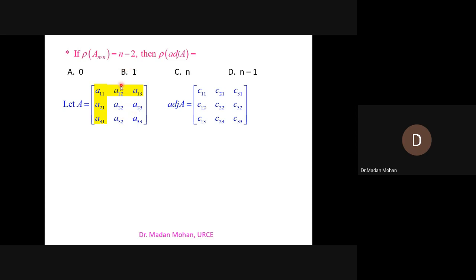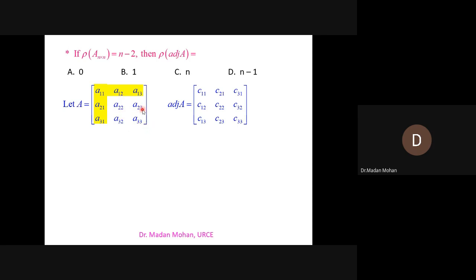Automatically, suppose n is 3, then 3 minus 2 is 1. Rank is 1 now here. Rank 1 means automatically all second order minors vanish. Second order minors also vanish. Otherwise, the rank is n minus 1.